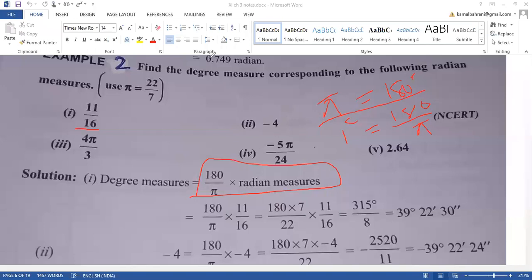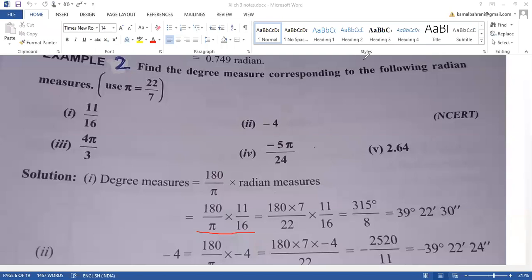Now just see what we are having. 180 by pi into 11 by 16. Why have we done this? Same way, unitary method. If 1 radian is equal to 180 by pi degree, so what we will have? 11 by 16 radian is equal to 180 by pi into 11 by 16.